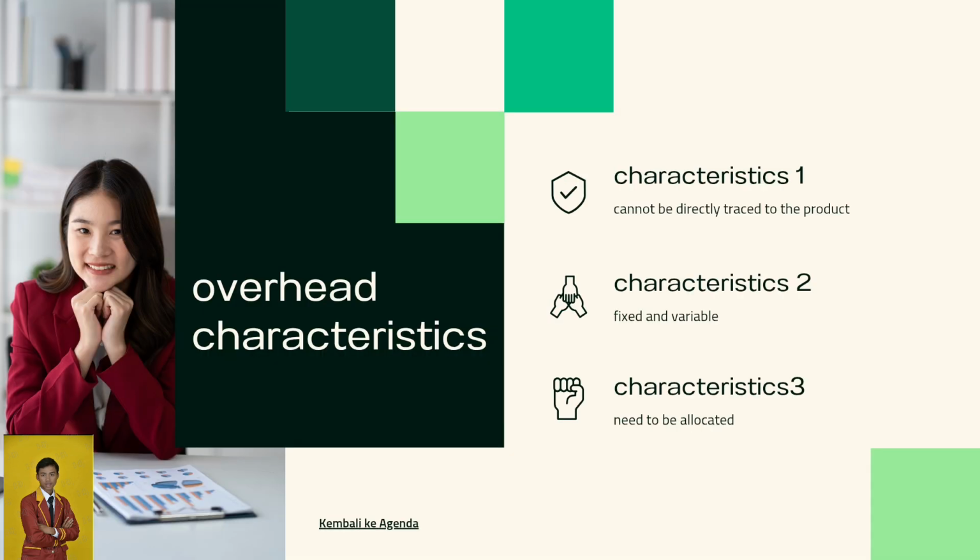Next, the characteristics of overhead. Overhead costs cannot be directly determined for one product. For example, we cannot say product A uses 20% of the factory's electricity. Therefore, we need an allocation method. There are also fixed overheads such as rent, and variable overheads such as electricity costs that depend on activity.